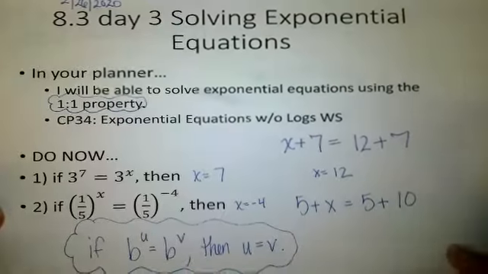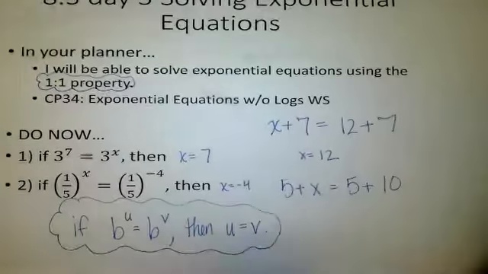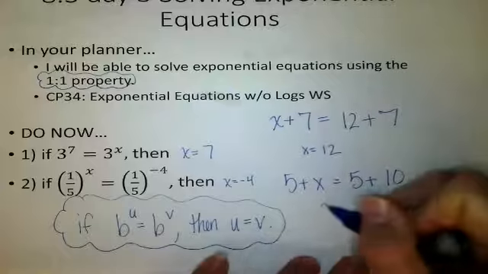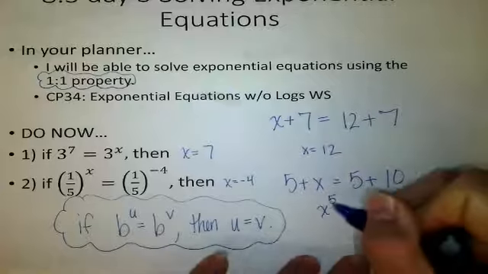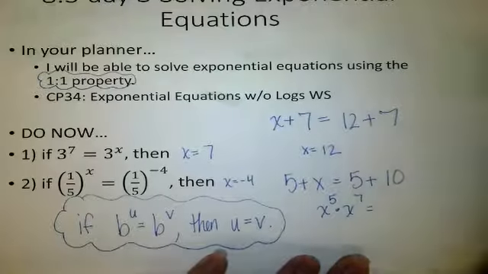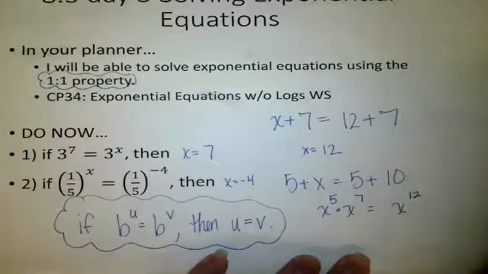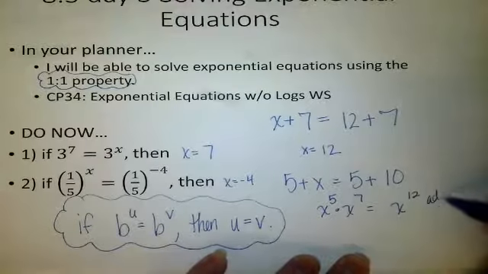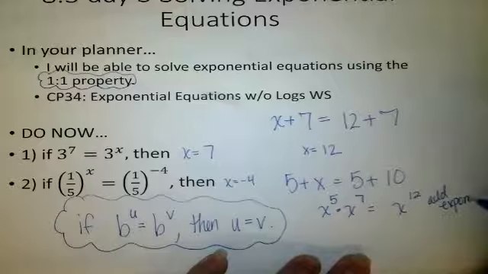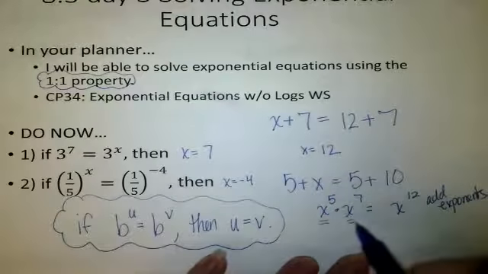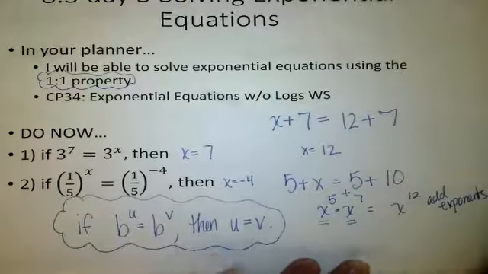And I want to just really fast review some exponent properties. X to the 5th times x to the 7th is what? X to the 12th. You get to do what to the exponents? Add the exponents. Very good. All right, that is the property of exponents. If the bases match, then we're allowed to add the exponents together.